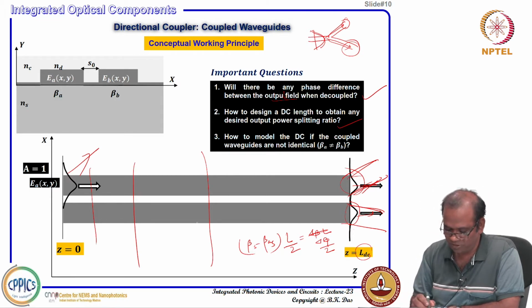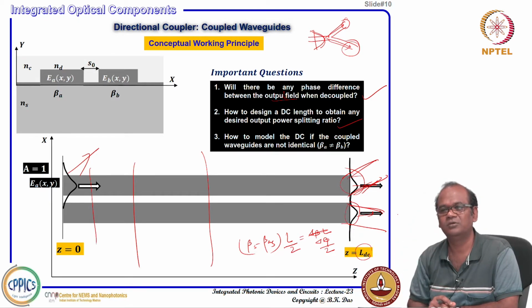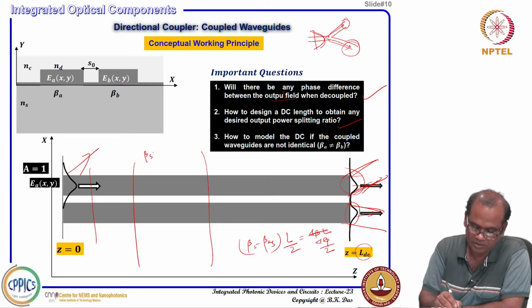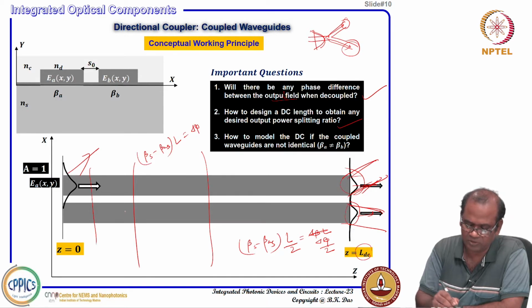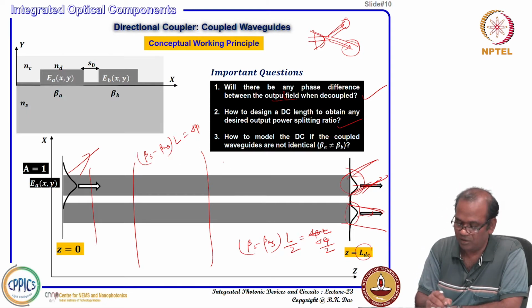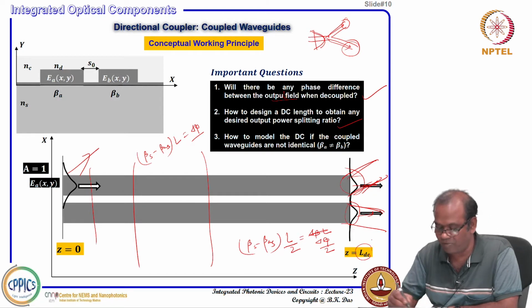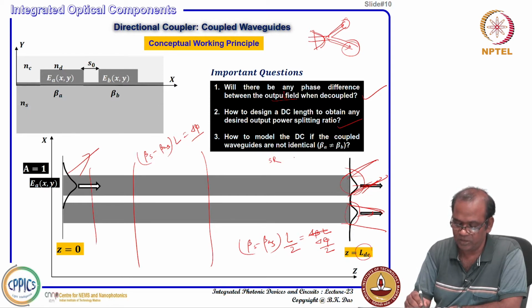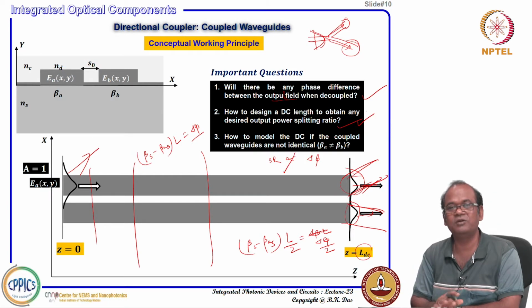But the output power is not proportional to the phase difference, not at all. Phase is proportional to length, that is true, beta S minus beta AS times L is the phase difference between symmetric and asymmetric modes. But this phase does not contribute a linear power splitting ratio in the two output waveguides. The power splitting ratio is not proportional to delta phi. So, that information we will not be getting here.